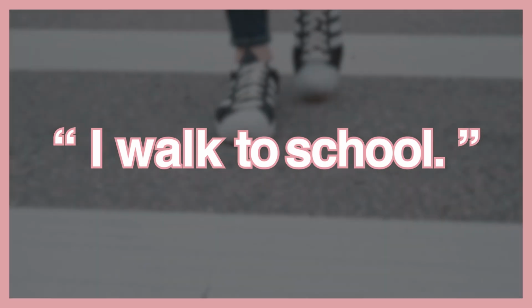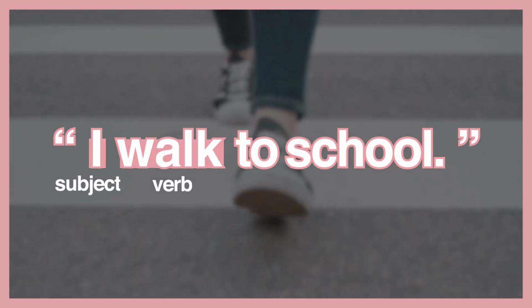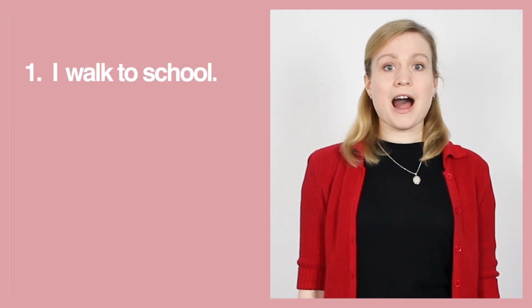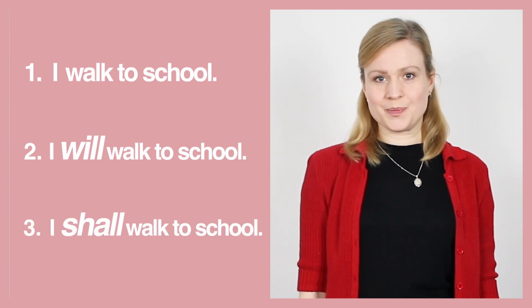Let's make some sentences using these auxiliary verbs. First, we will use the very simple sentence, I walk to school. I, the present tense verb walk, and the object to school. Once we have added the auxiliary verb, we can check if they have changed the tense or mood of the main verb. I walk to school, I will walk to school, I shall walk to school.